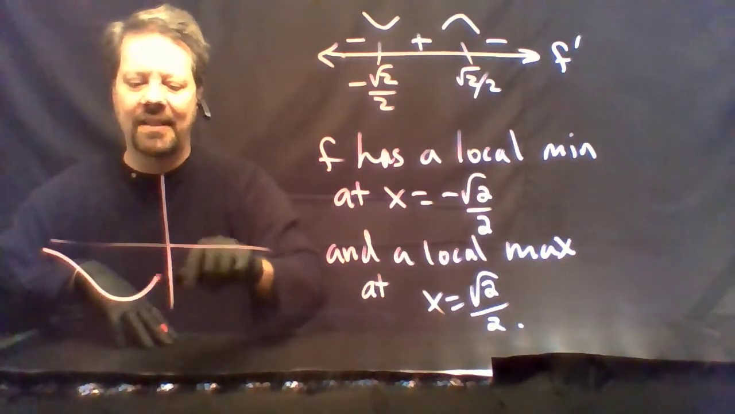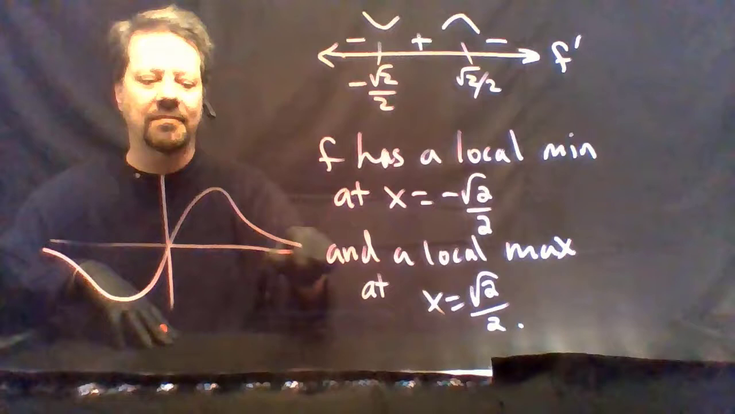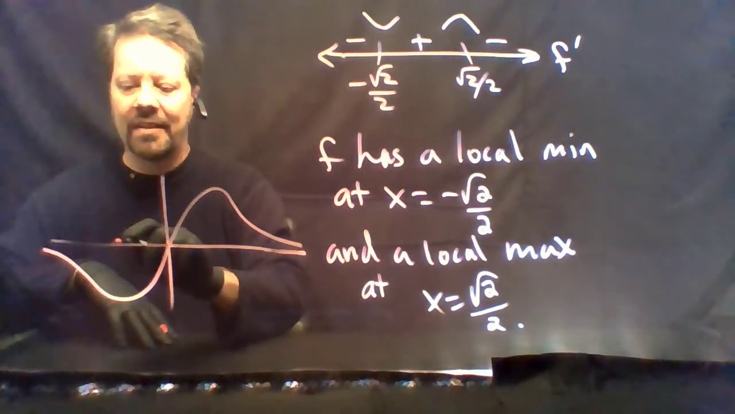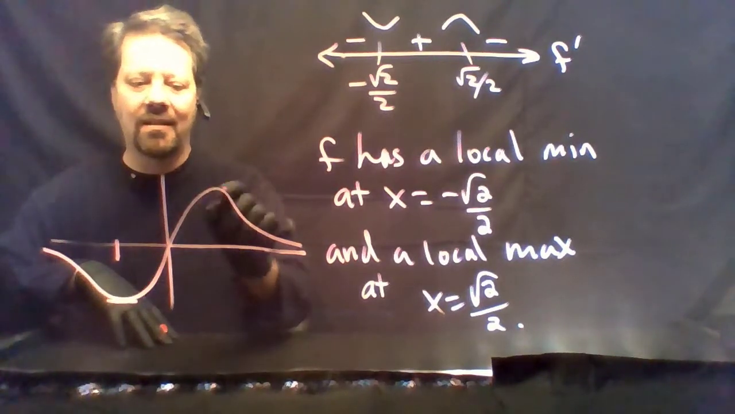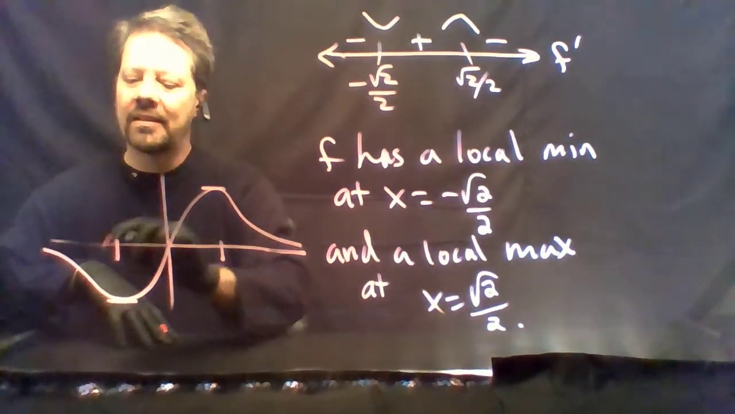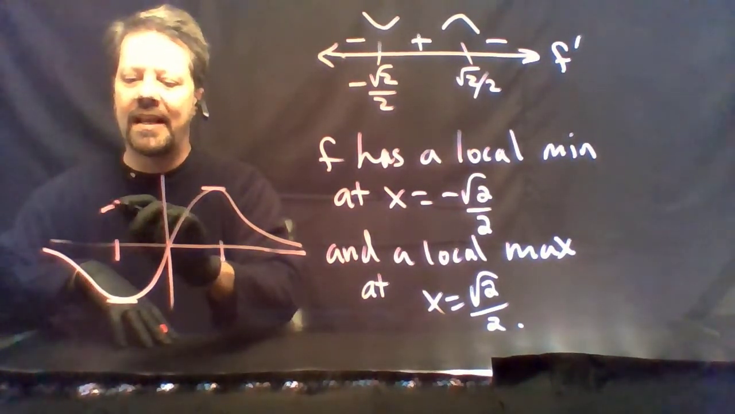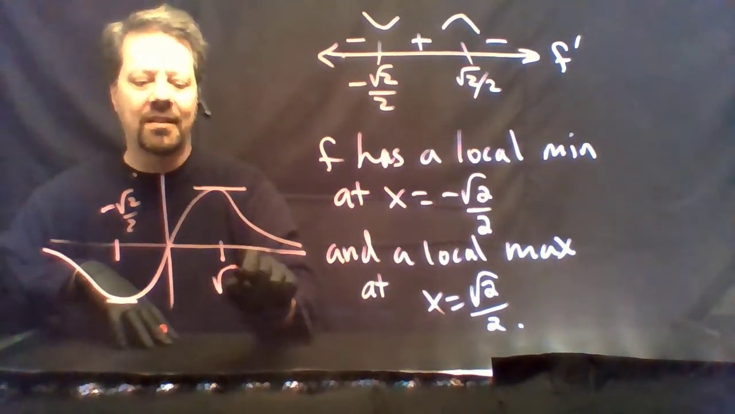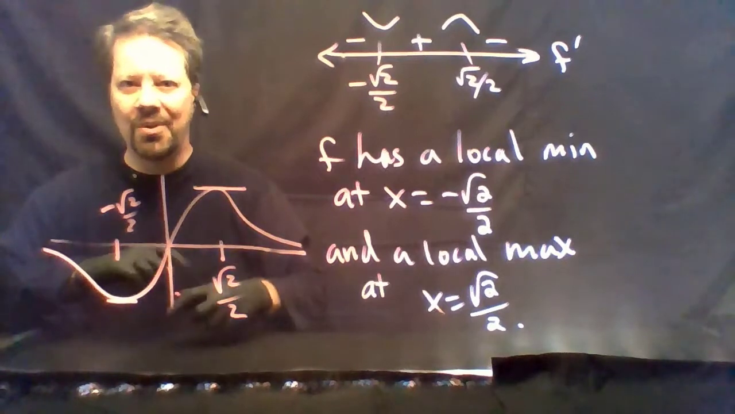The graph will look something like this. We can now tell exactly where these extrema are. This local min occurs at negative root 2 over 2, and the local max occurs at positive root 2 over 2.